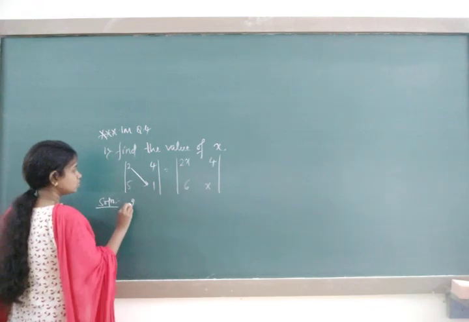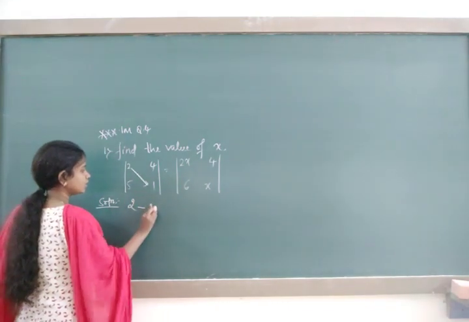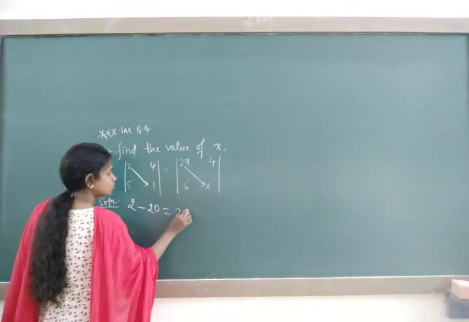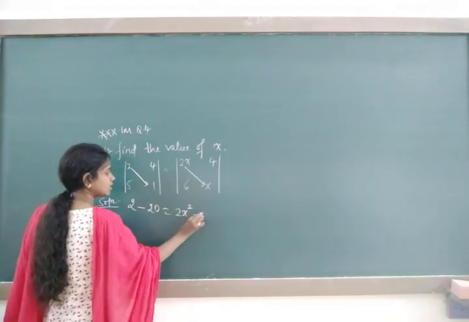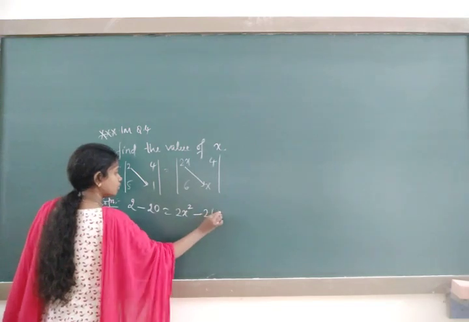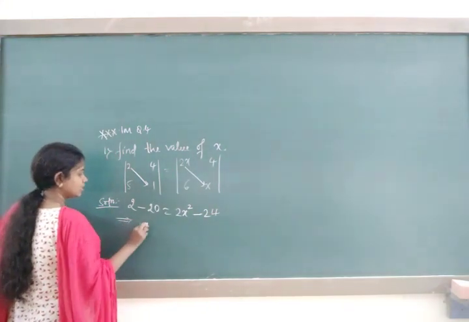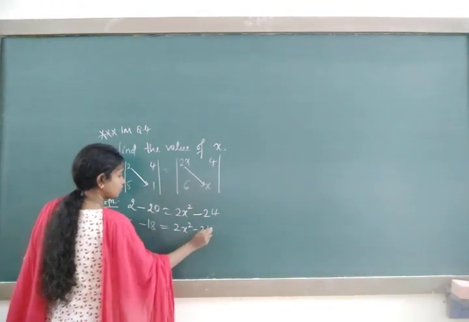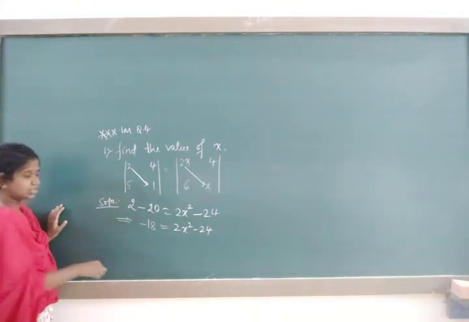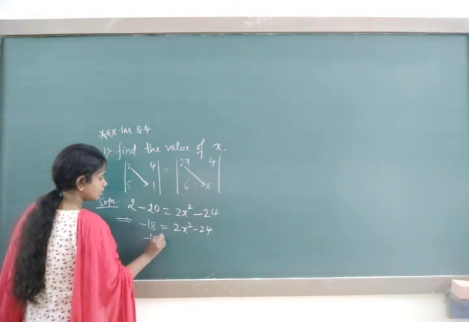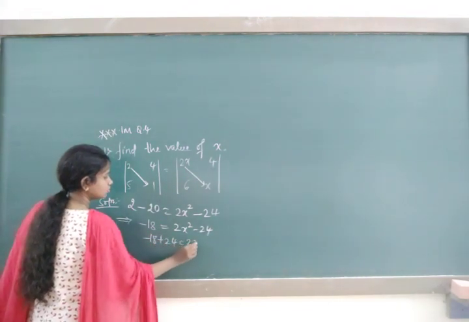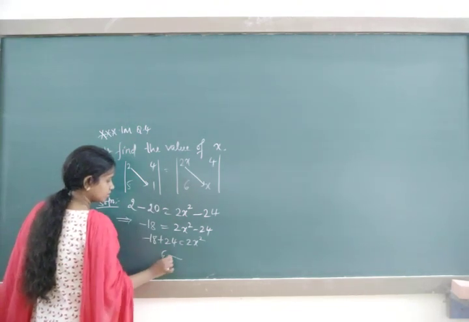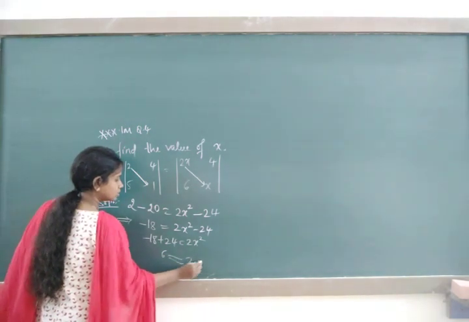2 1s are 2 minus 5 4s are 20 is equal to this one, primary diagonal 2x square, while moving to the secondary diagonal minus 6 4s are 24. 2 minus 20 is minus 18 is equal to 2x square minus 24. So bring the minus 24 to this side, it will become minus 18 plus 24 is equal to 2x square. It's a 6. 6 is equal to 2x square.